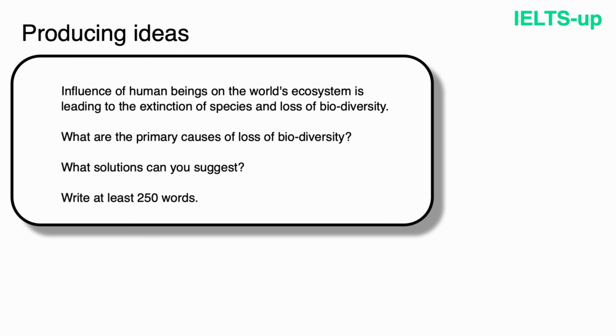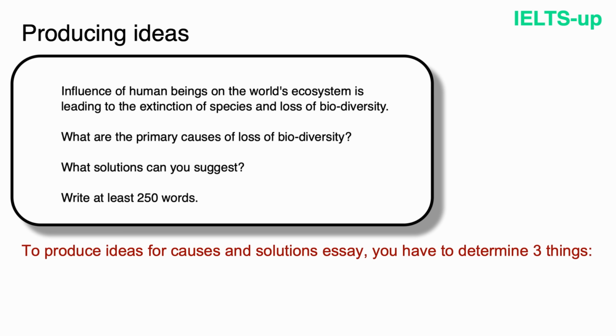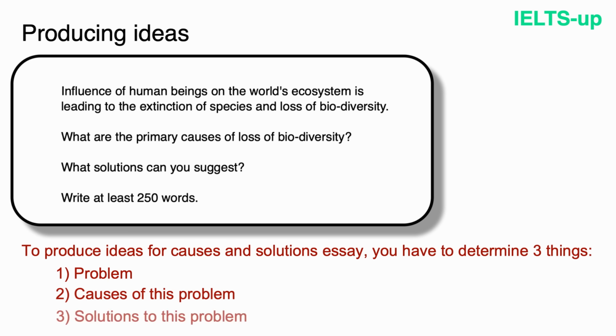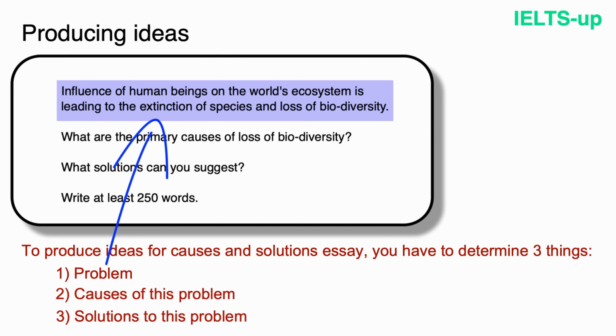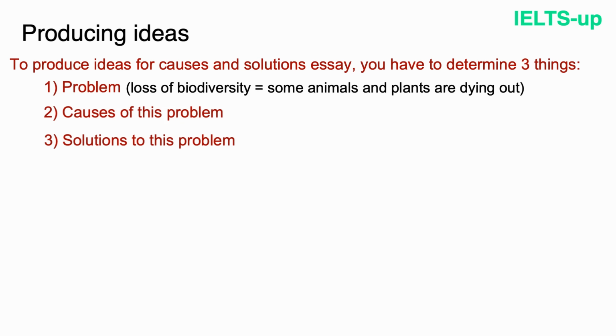So, we're starting to plan our essay by producing ideas. To produce ideas for causes and solutions essay, you have to determine 3 things. First is the problem. Second are causes of this problem. And third are solutions to this problem. The problem is already given in your question card. It's loss of biodiversity. Or in other words, some animals and plants are dying out. Now let's think about its causes and solutions.